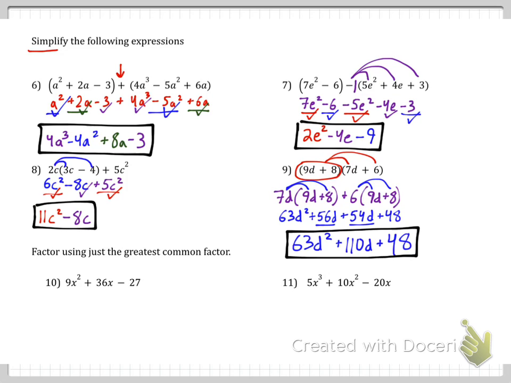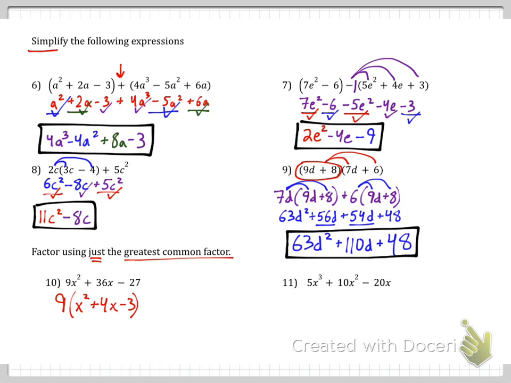For the next section, the key word here is the word just. We want to factor just using the greatest common factor. This threw some people off already. So the biggest number that goes into 9x squared and 36x and negative 27 is 9. So I'm going to factor a 9 out. That means I'm going to divide that 9 out of each of the terms.